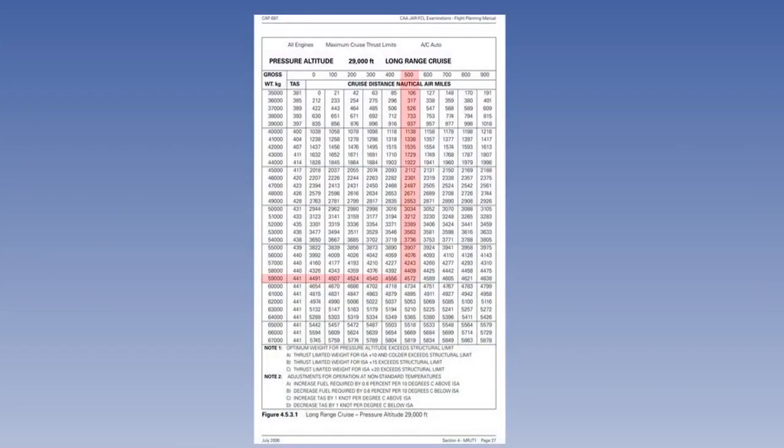Go back to figure 4531 with the gross weight of 59,500 kilograms. To do this, enter on the left of the table at 59,000 and move along to the column headed 500. This is the cell for a weight of 59,500 kilograms. The figure 4572 thus found is the maximum theoretical still air range that the aircraft can attain with this amount of fuel.